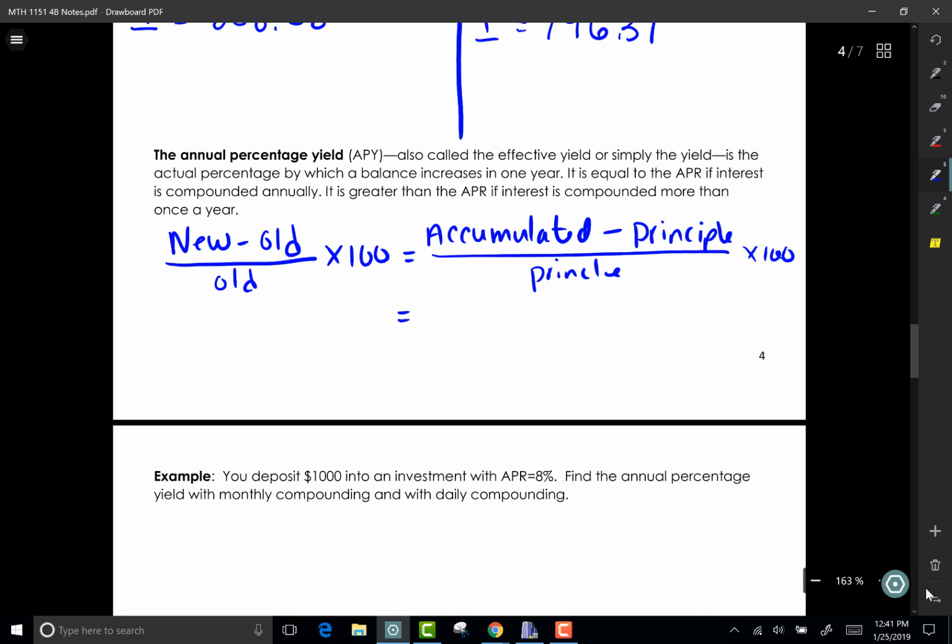And then an even easier way to look at this, if I take the accumulated amount and we subtract the principal, what we're left with really is just the interest for that year. And then we divide it by the principal, multiply by 100 to change it into percent form.